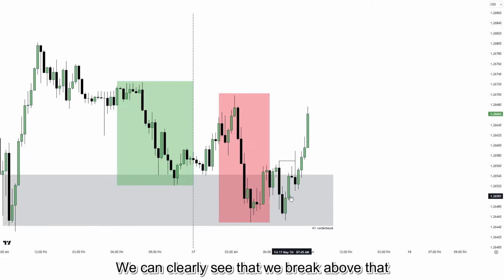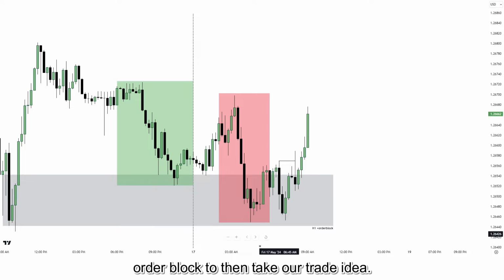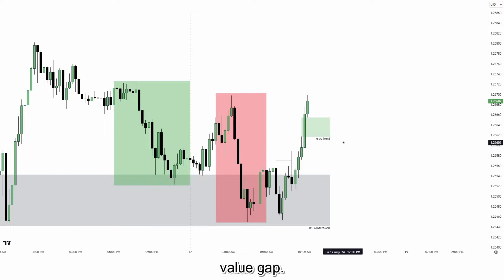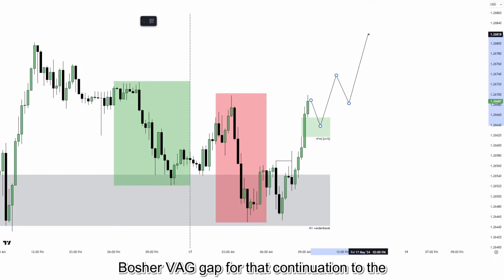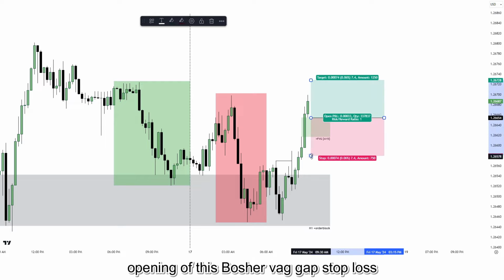We can clearly see that we break above that high with strong displacement. Let's see if we can get some type of signature like a fair value gap or order block to then take our trade idea. We then create this 15-minute bullish fair value gap. Let's see if we can retrace down into this bullish fair value gap for that continuation to the upside. I'm going to put my limit order here at the opening of this bullish fair value gap.